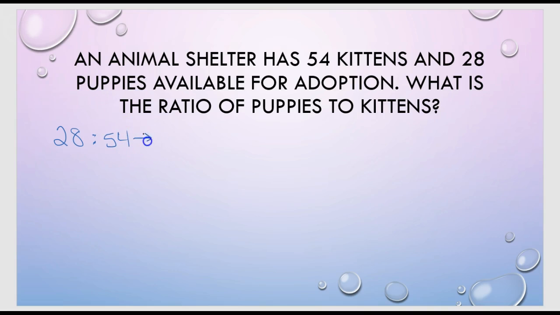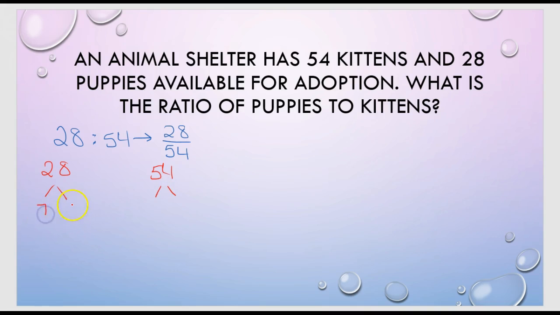And then remember what we do is we turn this into a fraction. This one goes on top. And now I need to figure out the greatest common factor. So let me do that in red. So I'm going to have 28 here, and I will put 54 here.